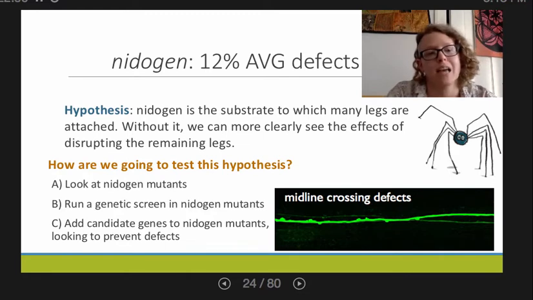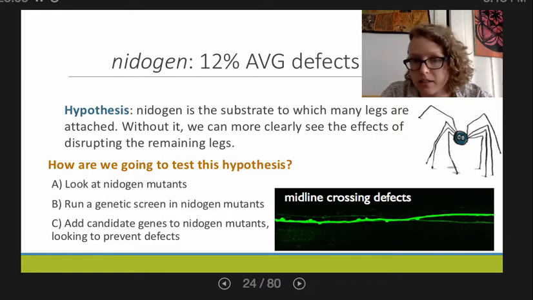How will we test this hypothesis? How will we disrupt those remaining legs? A, look at nitrogen mutants. B, run another genetic screen, but in nitrogen mutants. Or C, add candidate genes to nitrogen mutants and try to prevent defects.